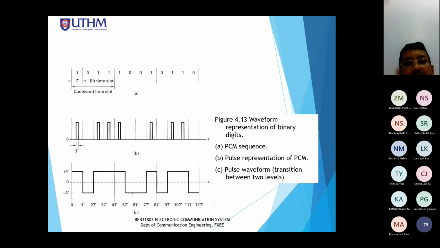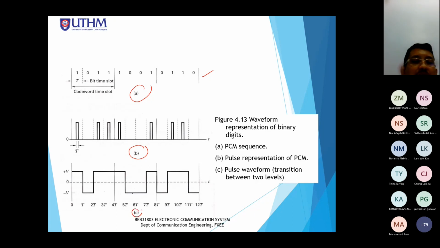This is the example, the graphical representation of the digital pulses. In picture A, we have the digital data. Now we want to convert it into digital pulses that consist of electrical voltage variation. Picture B is a pulse representation of PCM. This is what we call unipolar. Unipolar means that we only have a single polarity, in this case positive polarity of voltage.